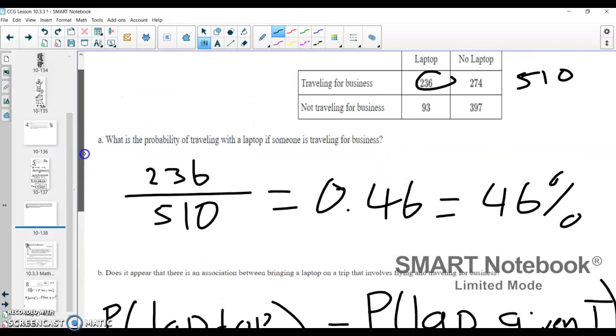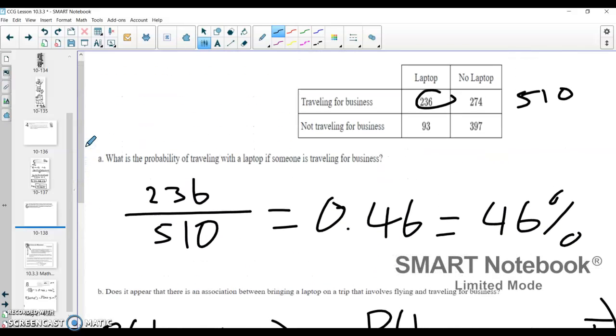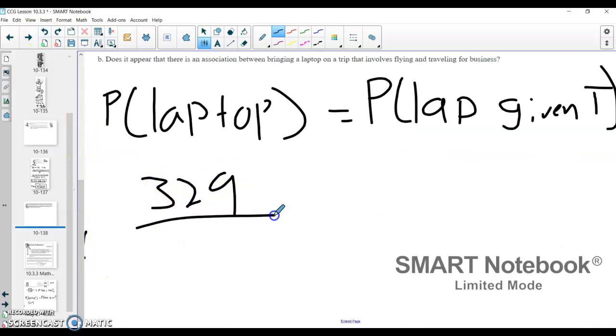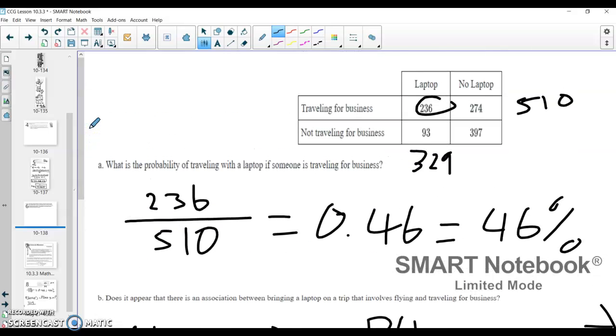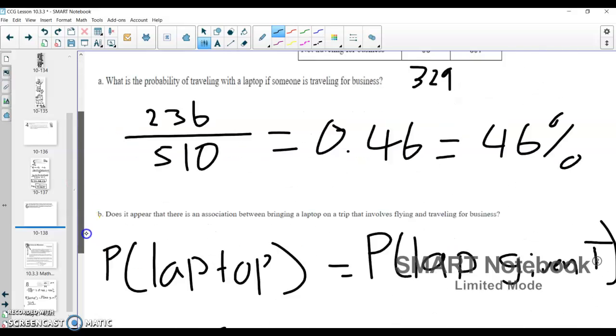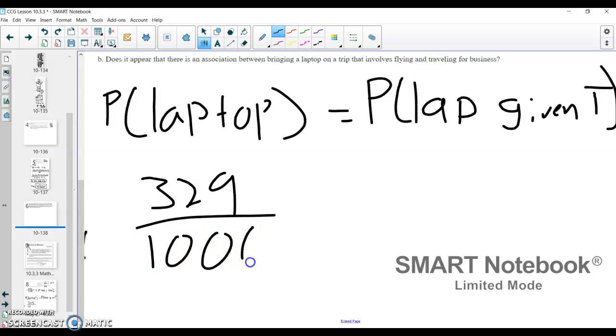So the probability of a laptop, we have 236 plus 93, so 329 people have laptops. 329 people have laptops out of a total of, let's see, I got to add up everybody now so I can get my total people. 236 plus 93 plus 274 plus 397. So out of 1,000 people, 329 out of 1,000 people have a laptop. So that's going to be our probability for laptop.